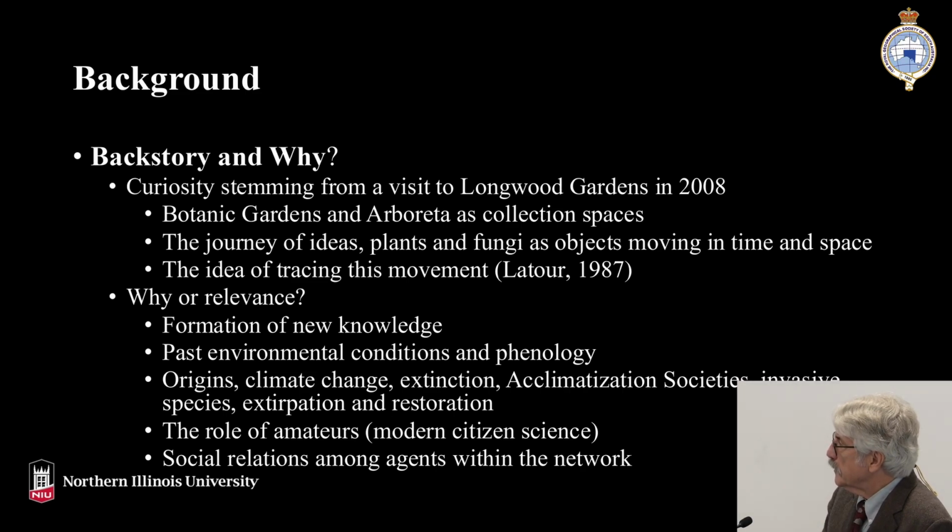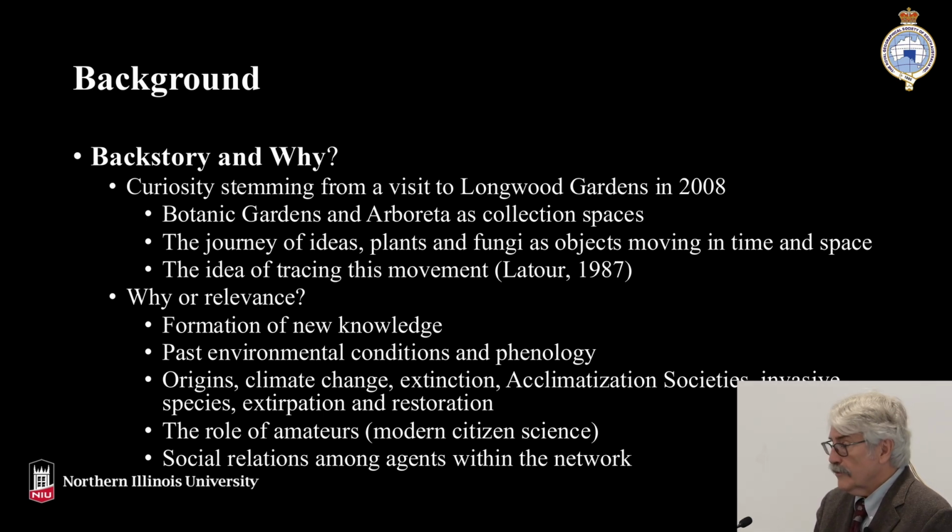I kept that in my mind, and then looked through some of the journey of ideas, plants and fungi as objects moving in space. These things are circulating in space at one time or another. Okay, information flow, yes, but also specimens are circulating, and ideas are circulating at the time as well. And then maybe you've heard of Bruno Latour, but the idea of tracing this movement, tracing the process of science over time and space, lends itself pretty easily to this concept of networks.